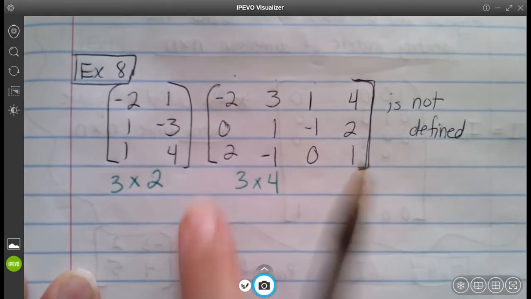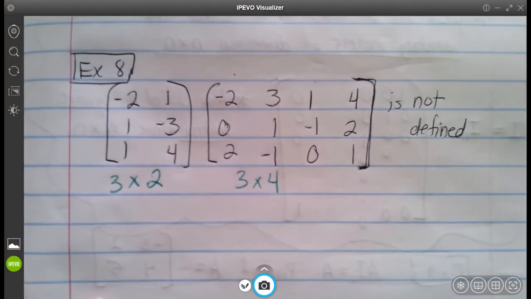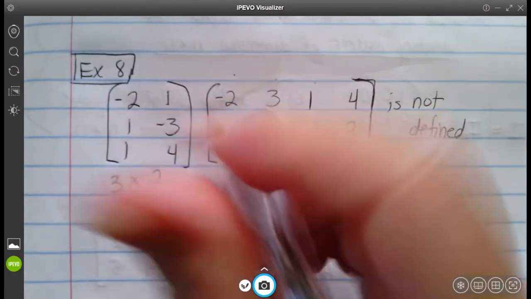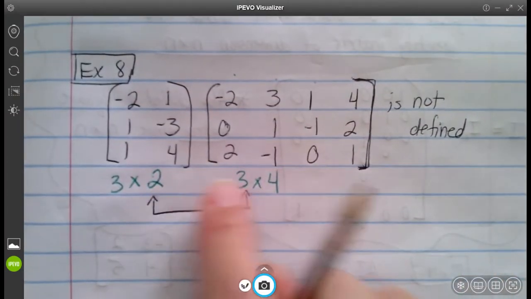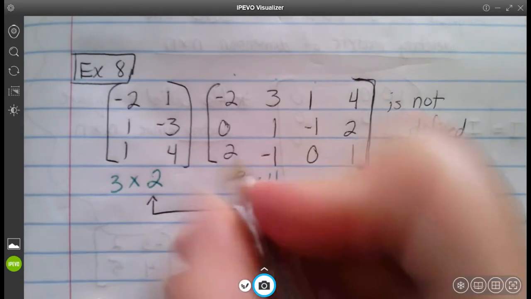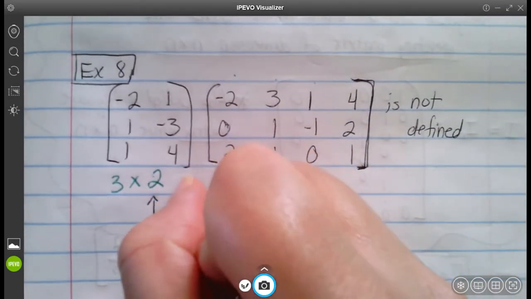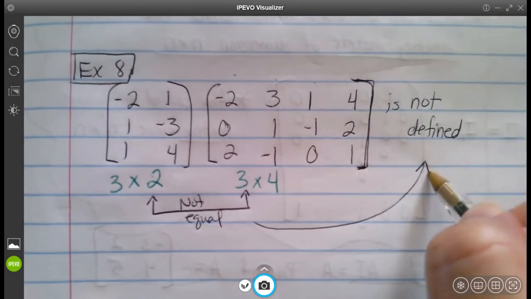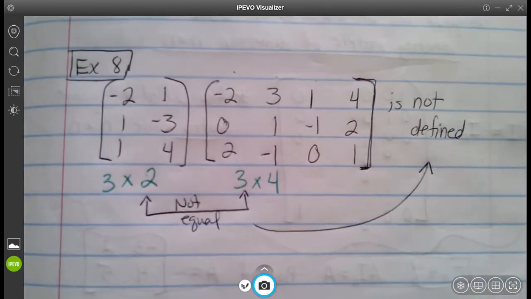So what's the problem? They both start with a 3, right? Well, the problem is that these two are the ones that are supposed to be matching. Our columns for this one have to match the rows for this one, and they're not equal, okay? So because they're not equal, that means that this is not going to be defined. We cannot do this multiplication.